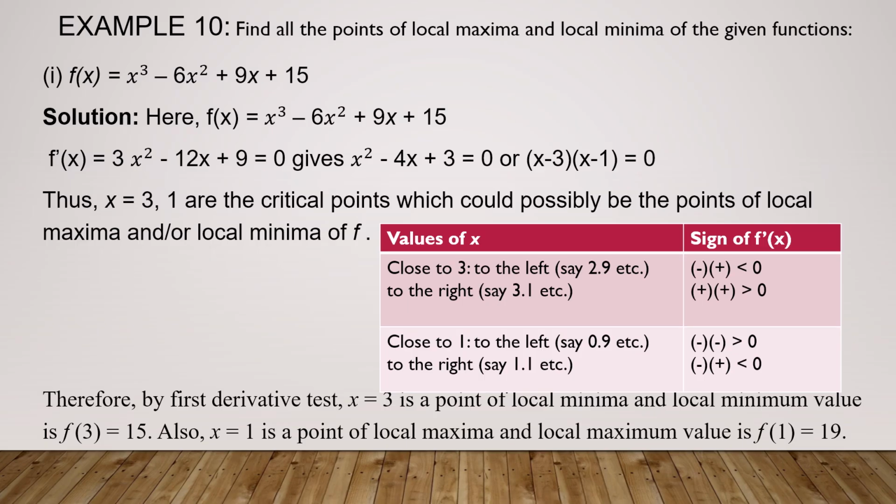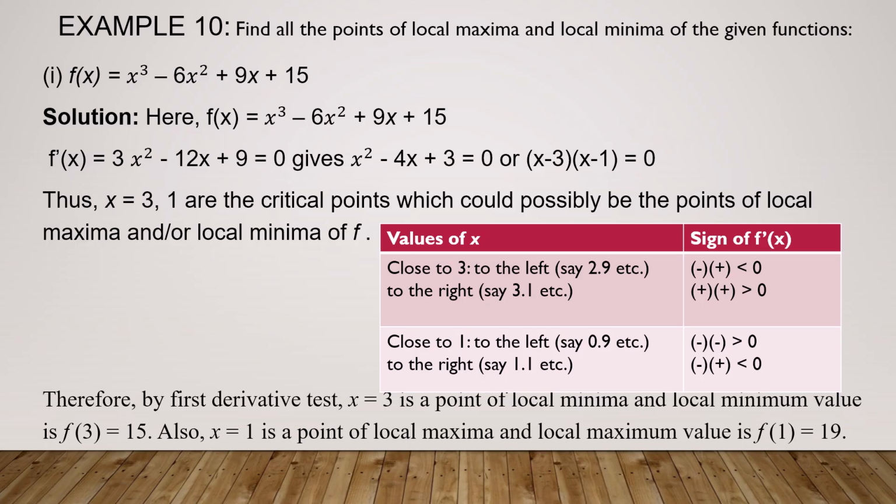So now by the first derivative test, x is equal to 3 is a point of local minima. Why? Because it changes from less than 0 to greater than 0. Correct? I have explained this in one of the slides previously. When it goes from negative to positive, it is the point of local minima, and when it goes from positive to negative, it is the point of local maxima. So x is equal to 1 is the point of local maxima.